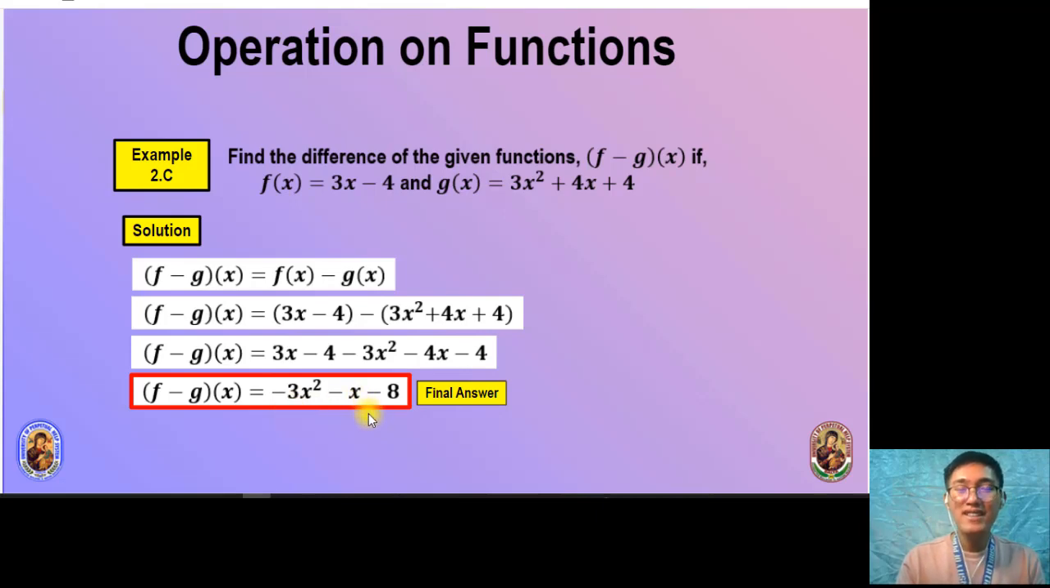Next, combine the like terms, which are positive 3x and negative 4x, and negative 4 and negative 4. Let's go to 3x and negative 4x. The resulting difference would be negative x, and negative 4 minus 4 is negative 8. That's how we do addition and subtraction of functions.